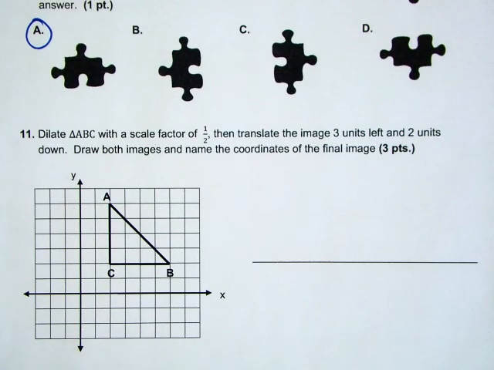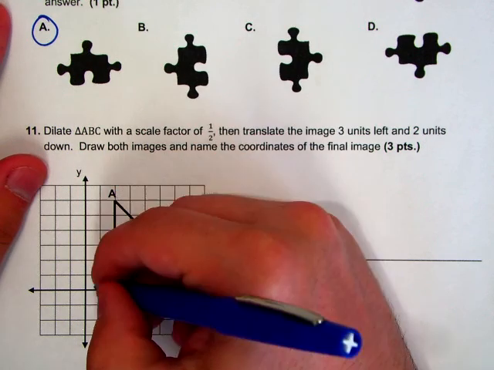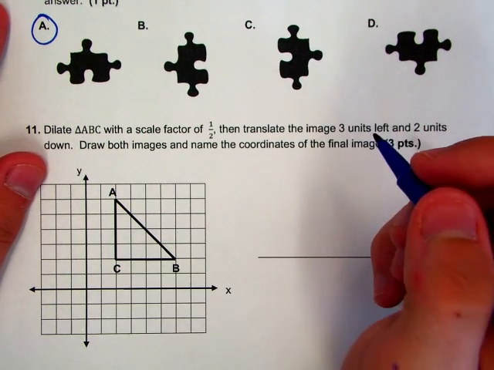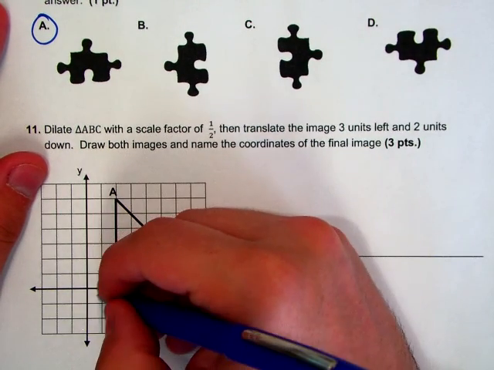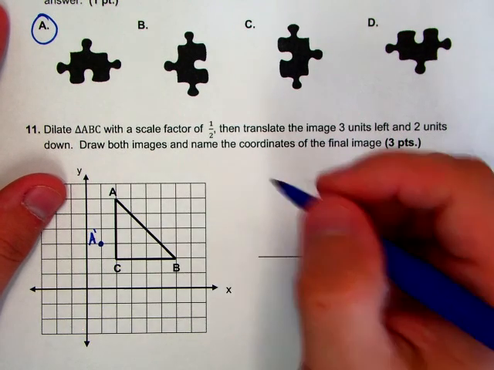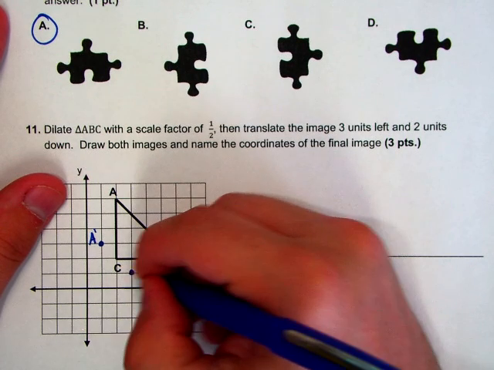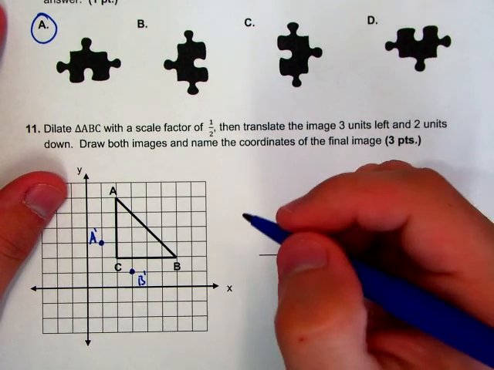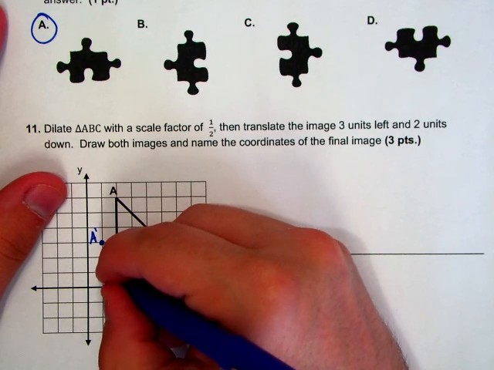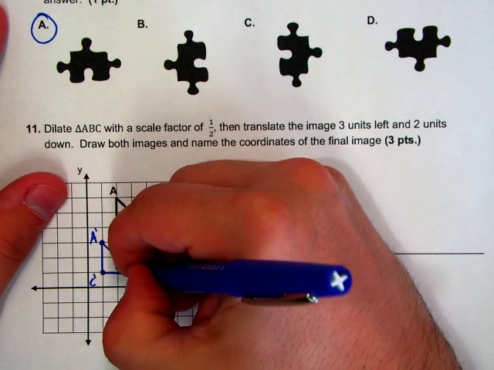Number 11, dilate with a scale factor of 1/2, and then we translate 3 units left and 2 units down. So, multiply each one of these by 1/2. A is at 2, 6. Multiply each one of those by 1/2, so A prime would be at 1, 3. B is at 6, 2, which means that multiply each one of those by 1/2, we get 3, 1. And then C is at 2, 2, so C prime becomes 1, 1. So I have this triangle now here.